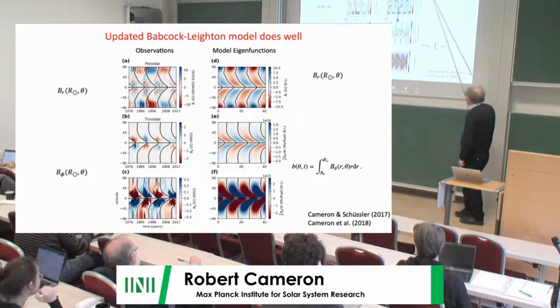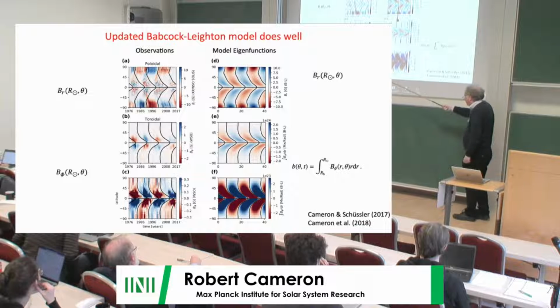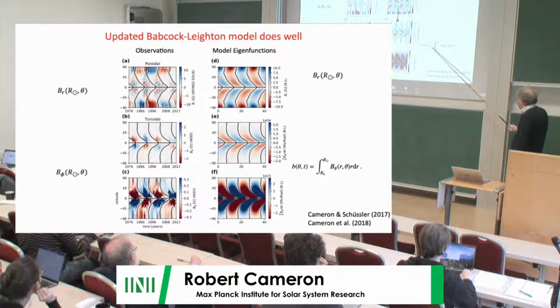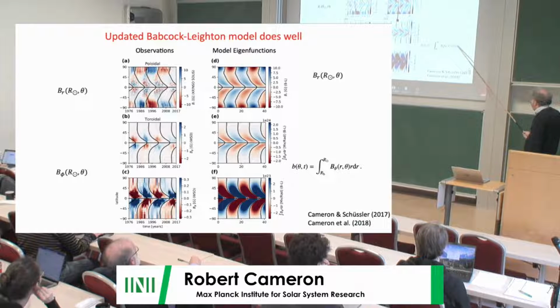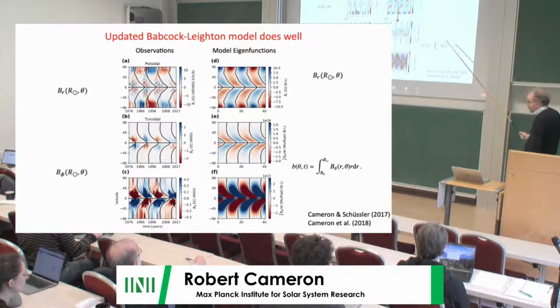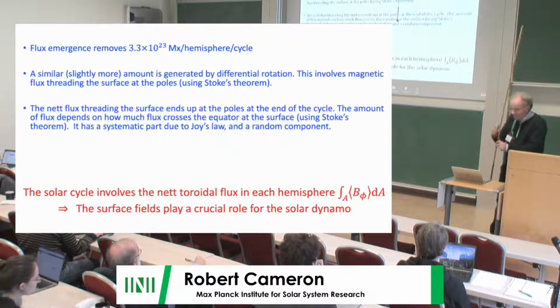So the surface radial field is common to both of them. The surface toroidal field only really exists in the observations. In the simulations, the equivalent for the 1D Babcock-Leighton model is a radial integral of the subsurface toroidal field. And that was my talk.